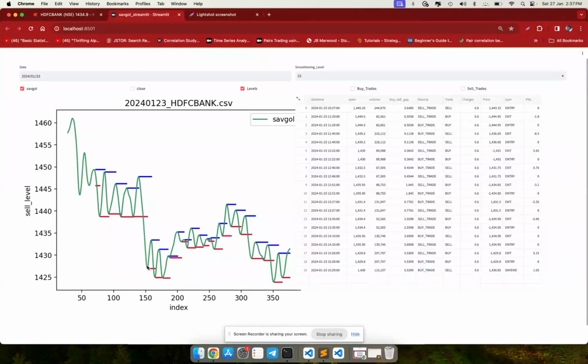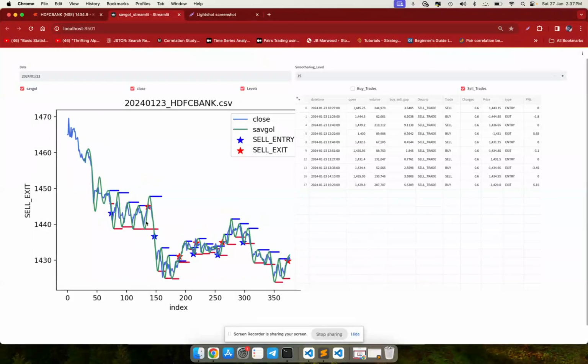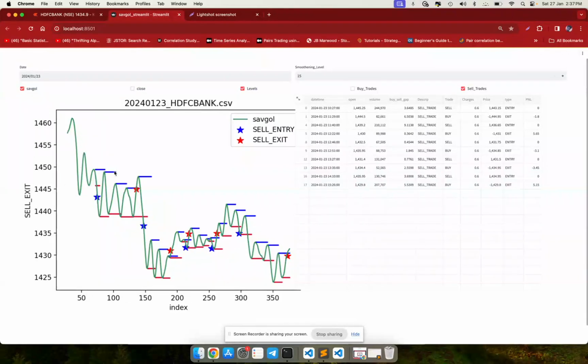And as you see in the previous graph, I will sell it here, and it will come out only when a buy stop loss is set. So this is a sell level, and you sell it here. Okay, there is a little difference between the actual price and the Savgol filter. So the price will be different and the filter will be different.